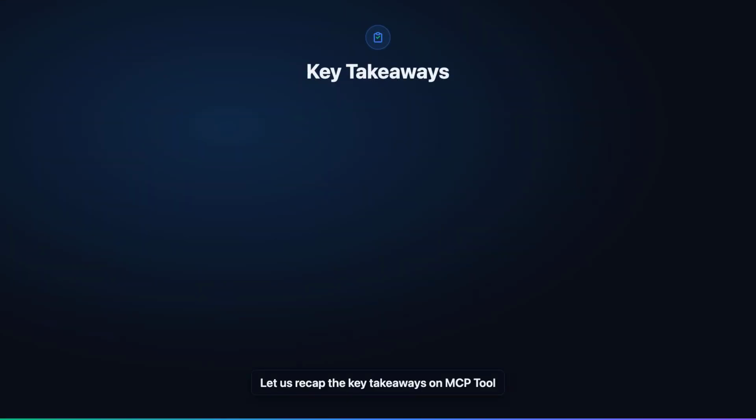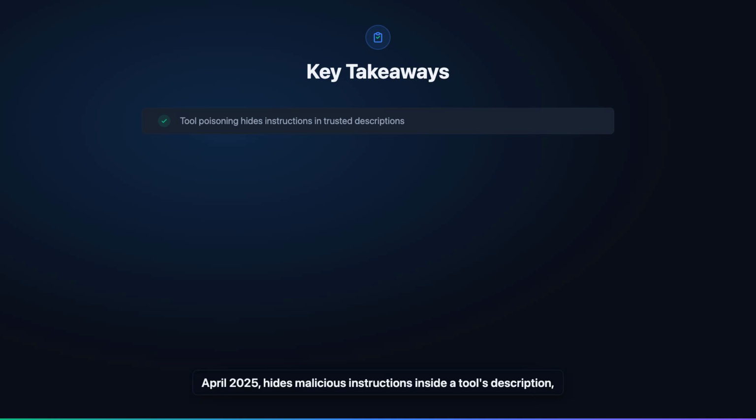Let us recap the key takeaways on MCP tool poisoning and what to do next. MCP tool poisoning, disclosed by Invariant Labs in early April 2025, hides malicious instructions inside a tool's description, which the agent treats as trusted content and acts on at every invocation.